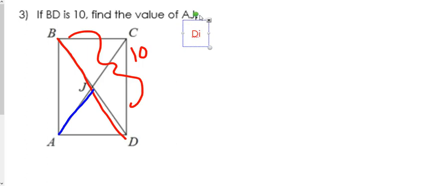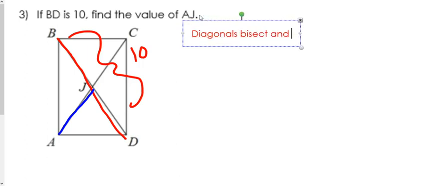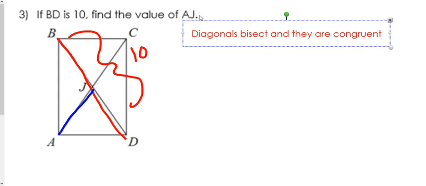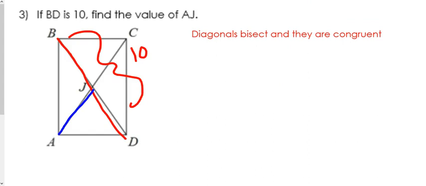Diagonals bisect, and because it is a rectangle, they are congruent. So we're actually going to use both of those things here. So I'm going to first use the fact that they're congruent. So if they're congruent, I know that AC is also a full length of 10. Okay, so now I've used the fact that they are congruent, and then I only want AJ.